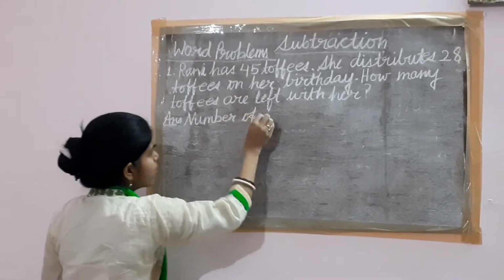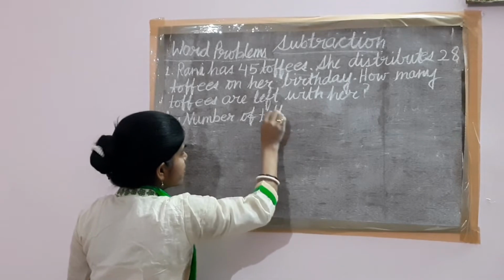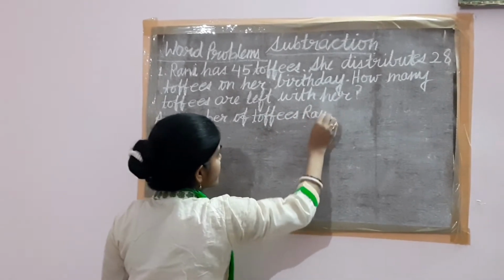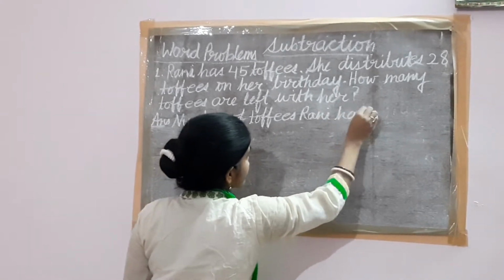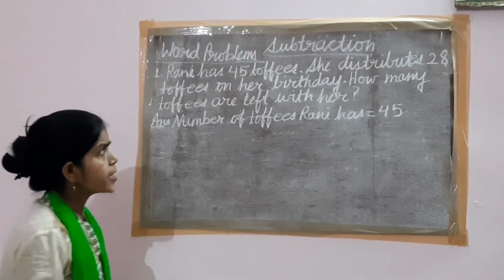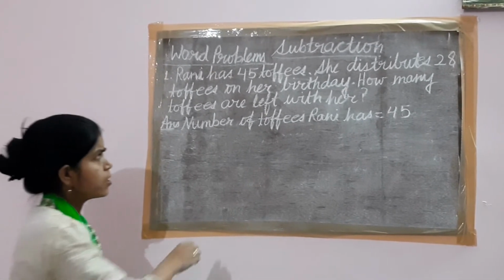Number of toffees Rani has, 45. Then next is given what?